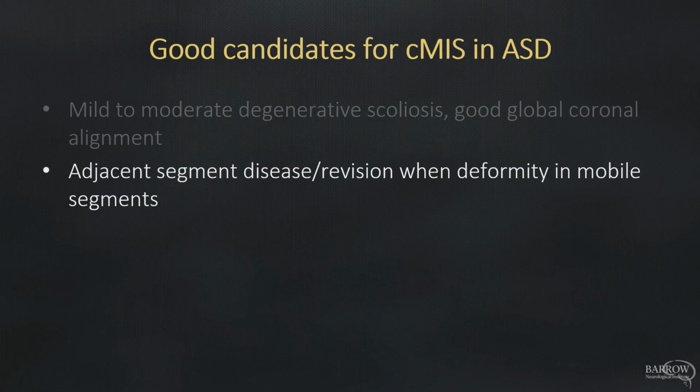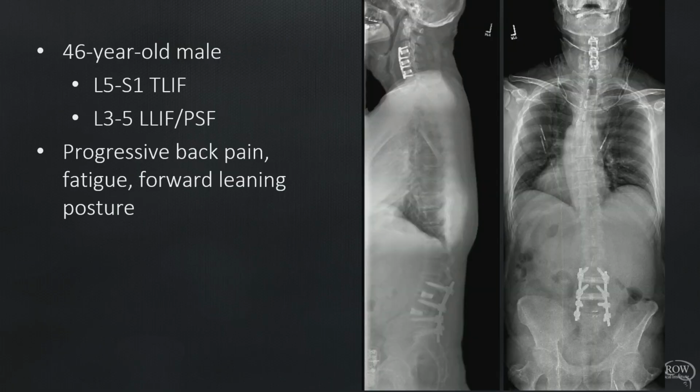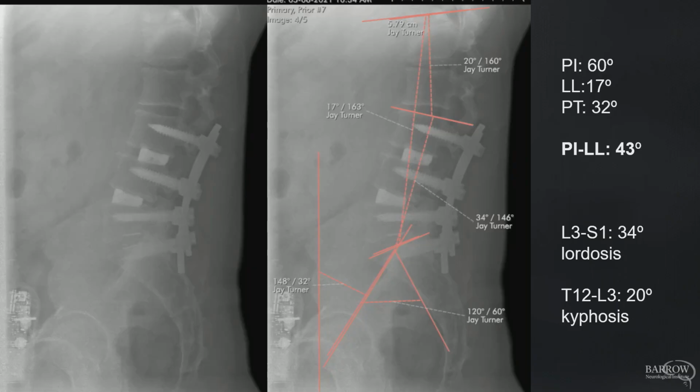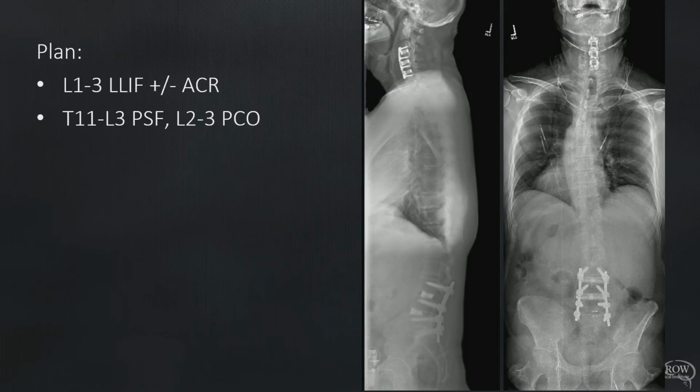I also like it for adjacent segment disease and revision, but specifically when the deformity is in the mobile segments. I think that's a really important concept. So here's a patient that had a prior 3-to-1 and over 2 separate surgeries, and presented with the sagittal plane deformity. And if you look, it's really proximal to the prior construct, reasonable alignment from 3-to-1, from 4-to-1, and really just a kind of a rigid kyphosis, though mobile segments above the construct. And so this is one I thought was well suited for a circumferential, minimally invasive approach with a lateral approach initially.